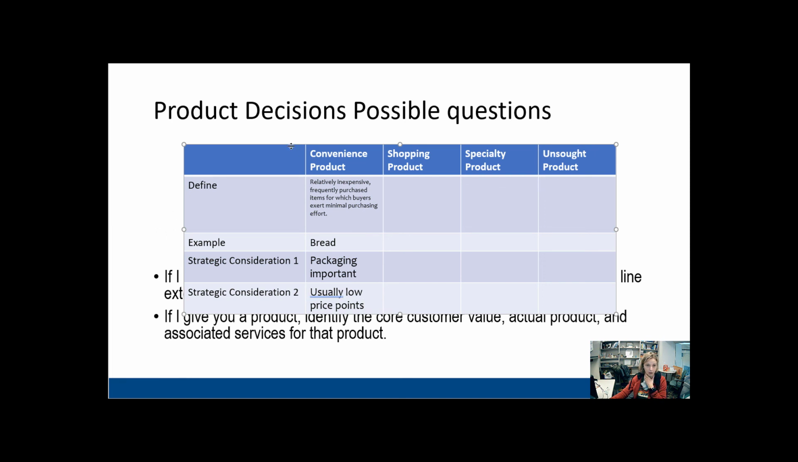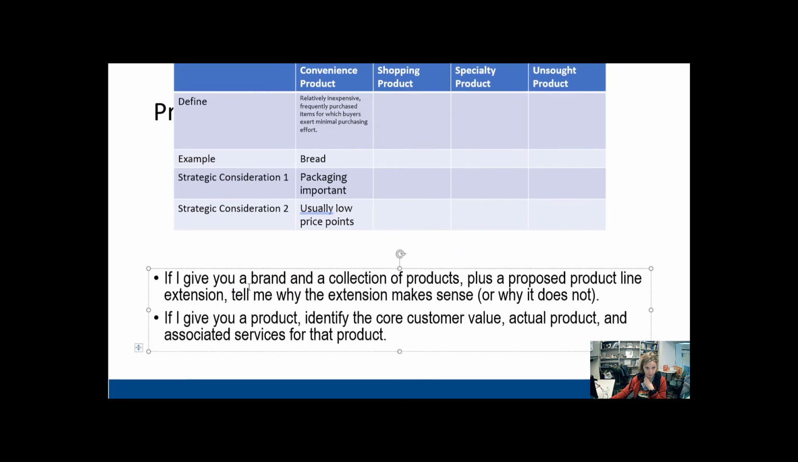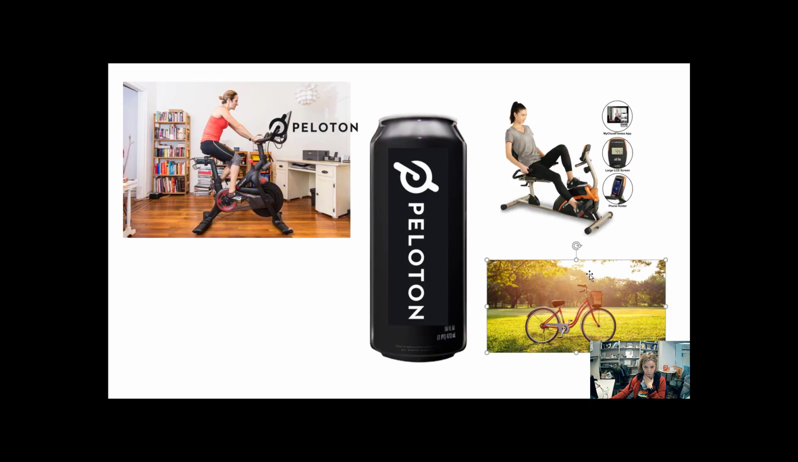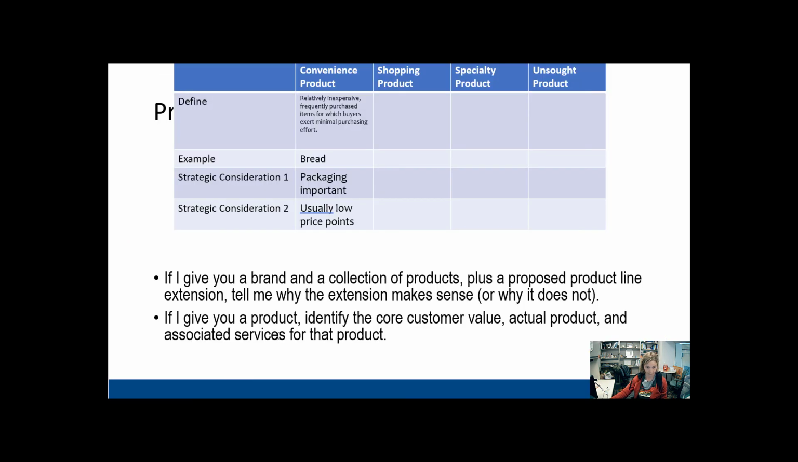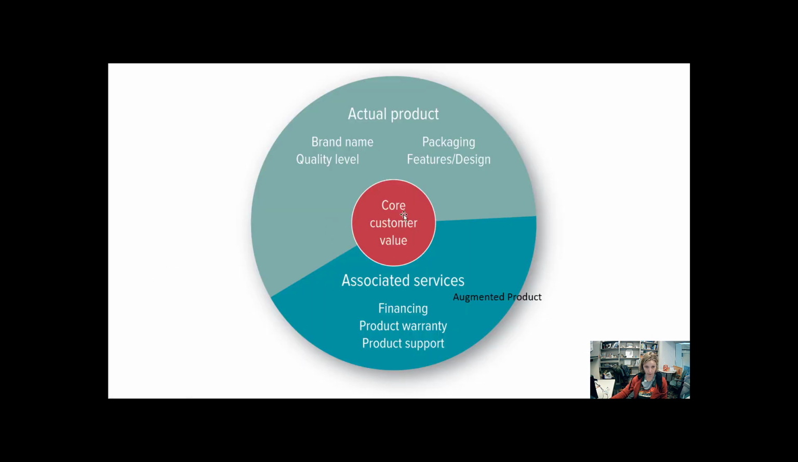These down here are separate questions. So if I give you a brand and a collection of products, such as this, and I ask you if this would be a good idea or not, you're going to tell me why it is or not. For the last one, if I give you a product, you will be able to define the core customer value that the customer is looking for, the actual product, and the associated services. So those, I think, were the most confusing of the questions.